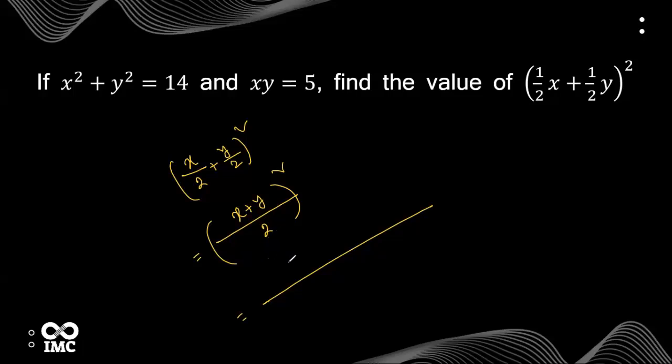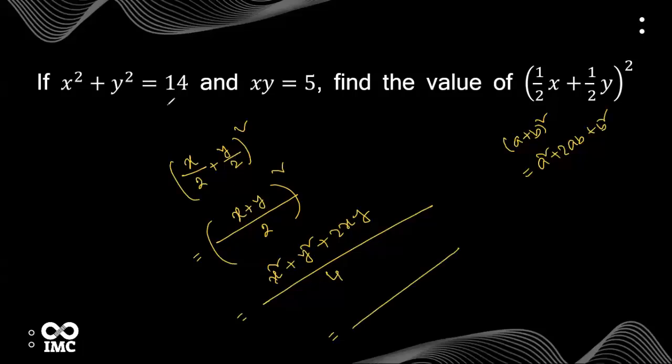What is the formula? We know that (a plus b) whole square equal to a square plus 2ab plus b square. This is called algebraic identity. So (x plus y) whole square will be x square plus y square plus 2xy. And here 2 square represent 4.